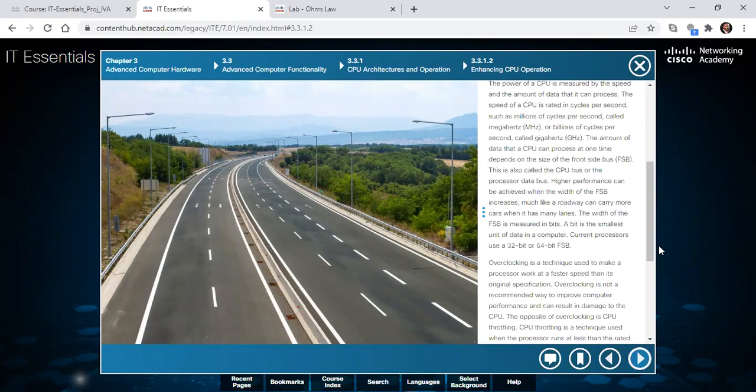So when your computer is coming up and you are being asked what is the bit of your computer, they want to know the FSB of your processor. So we have the 64-bit and we have the 32-bit. So let's move on.